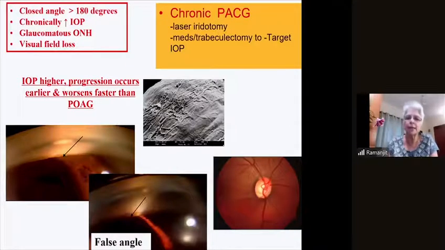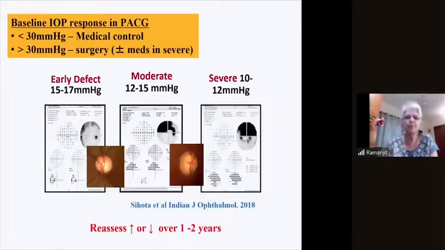to get to a target IOP. Keep looking at these. This is what the trabecular meshwork looks like. There are no spaces in primary angle closure glaucoma at all. So it is better to try medical control, and if the baseline IOP is less than 30, medical control generally does well. More than 30, we quite often need surgery.